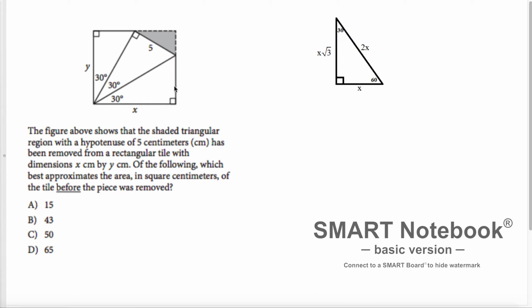Surface area of the rectangle. The figure above shows that the shaded triangular region with a hypotenuse of 5 cm has been removed from a rectangular tile with dimensions x centimeters by y centimeters. Which of the following best approximates the area in square centimeters of the tile before the piece was removed? So in fact, we want to know the area of this rectangle, x times y.